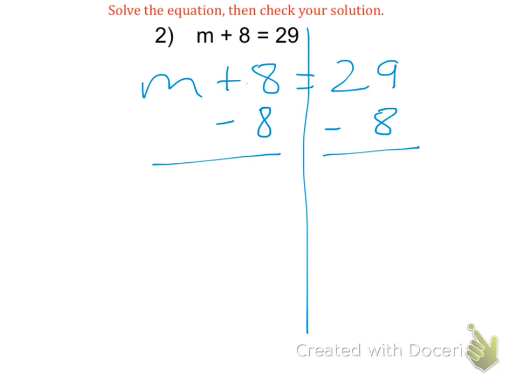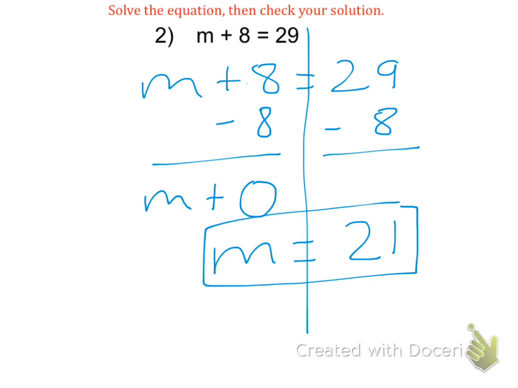8 minus 8 over here, 8 minus 8 equals 0, and then we have m left over, and m plus 0 is m. Over on the right side, we have 29 minus 8, which equals 21.